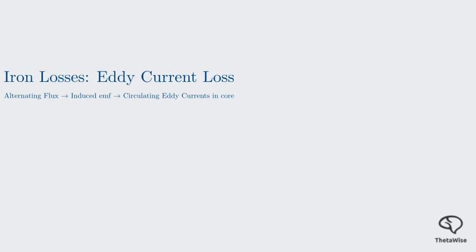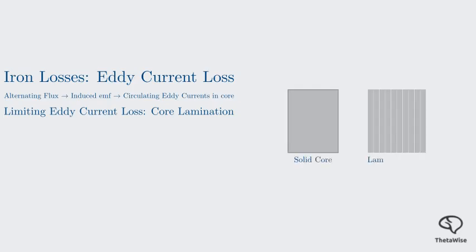This seems problematic, but there's an ingenious solution: core lamination. Instead of using one solid piece of iron for the core, it is made up of thin, insulated sheets, or laminations. The insulation between these laminations is typically varnish or paper. By breaking up the solid core into many thin, insulated layers, the path length for the eddy currents is drastically increased, which in turn dramatically increases the resistance of that path. The higher resistance leads to much smaller eddy currents and thus significantly reduced heat generation and energy loss.